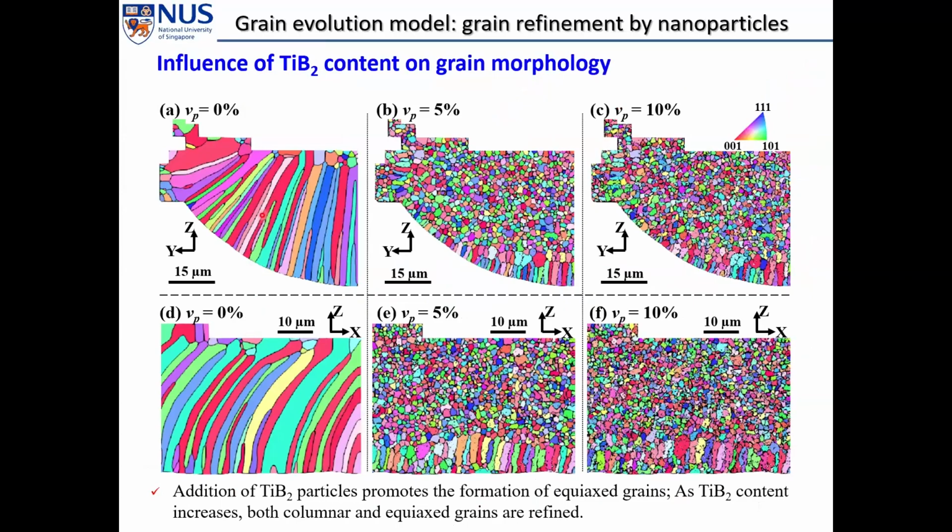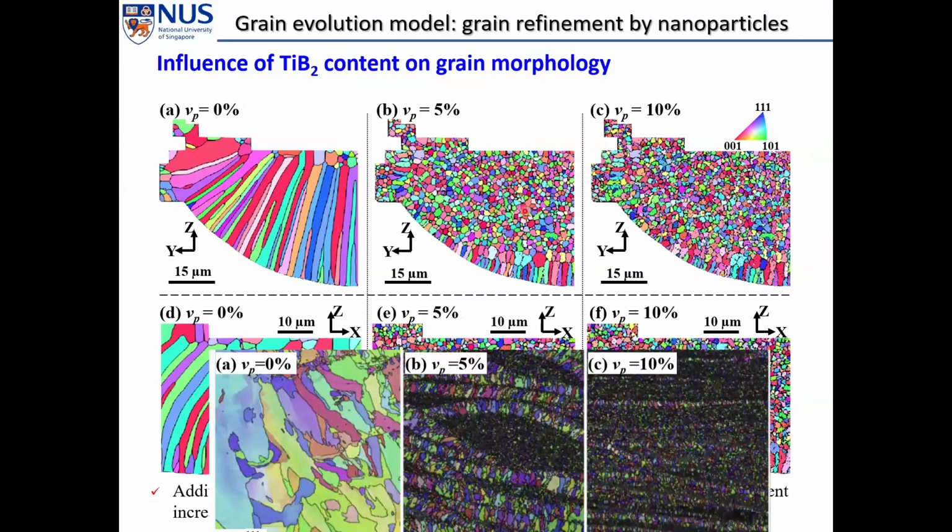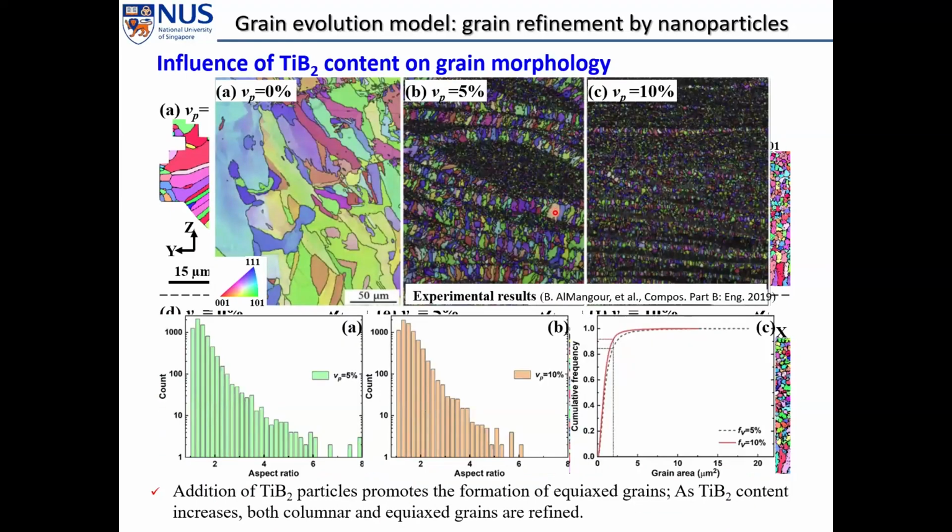Without nanoparticles, the epitaxial growth is dominant, so it's mostly columnar grains. And with nanoparticles, the area near the edge is still columnar grain, but it's slowed down by the Zener pinning effect, and there will be a lot of nucleation sites in the middle. So it becomes equiaxed grains in the middle. So there's some experimental validation and some statistical analysis.